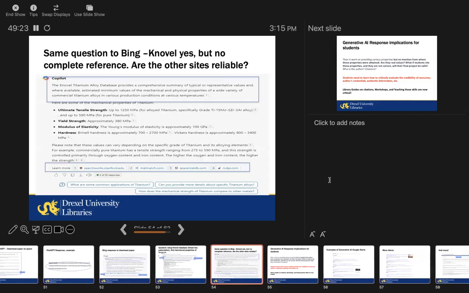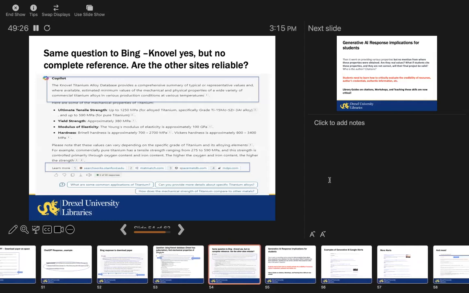So now, same question in Bing, and it tells me about the Knovel titanium alloy database. It provides that information, right? But it doesn't tell me where within the Knovel titanium alloy database this information is found. There is no citation to it. And there are some more, like matmatch.com or spacematdb.com, coming up here. But I don't know whether these sites are reliable or not. How do I know? I have not heard about those sites.